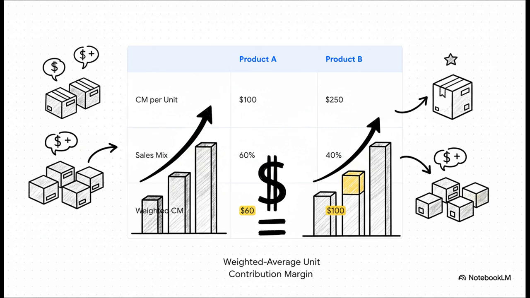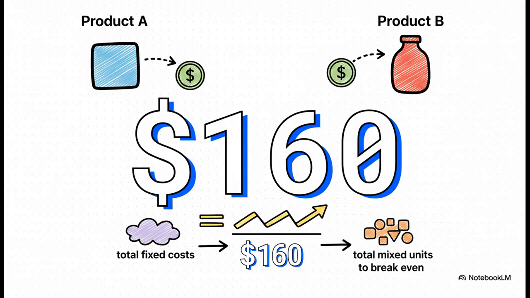Let's consider this two-product example. Product A has a $100 contribution margin and accounts for 60% of sales. Its weighted contribution is thus $60. Product B has a much higher $250 contribution margin and makes up the other 40% of sales, giving it a weighted contribution of $100. By summing the individual weighted values, the $60 from product A and the $100 from product B, we arrive at a weighted average unit contribution margin of $160.